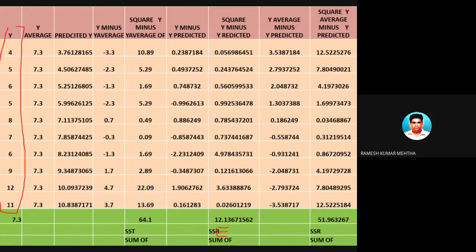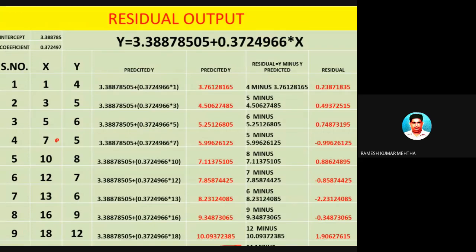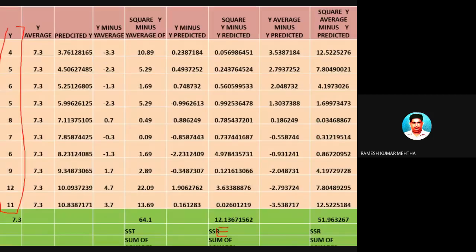Here I have taken the individual values of y, 4, 5, 6, 5, and so on. In the first column are the individual values of y, that is the marks secured by the student depending upon the number of hours studied. So 4 marks, 5 marks, 6 marks, 5 marks, 8 marks, 7 marks, and so forth. Now I will find the average of these marks, and I found that it is 7.3.